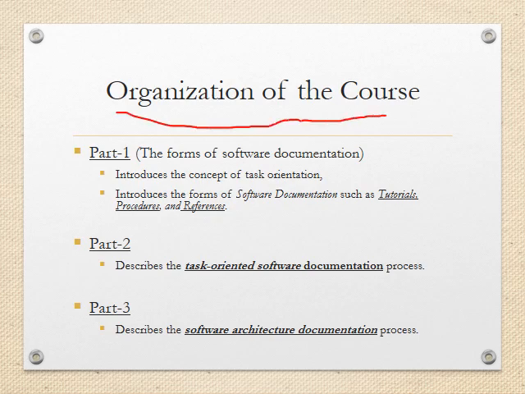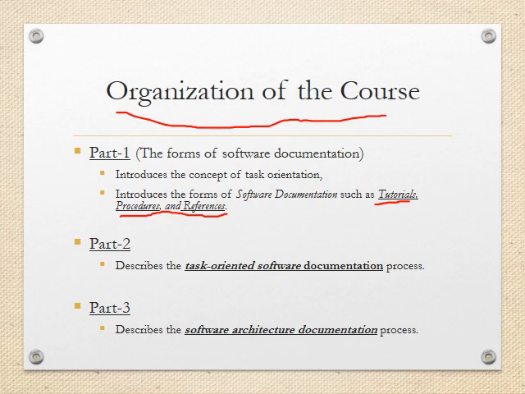Organization of the course. The course material is divided into 3 parts. Part 1, the forms of software documentation. This part introduces the concepts of task orientation and the different forms of software documentation, such as tutorials, procedures, and references. This will cover the first 4 chapters of the assigned textbook.